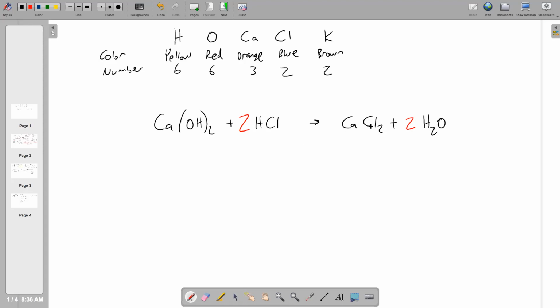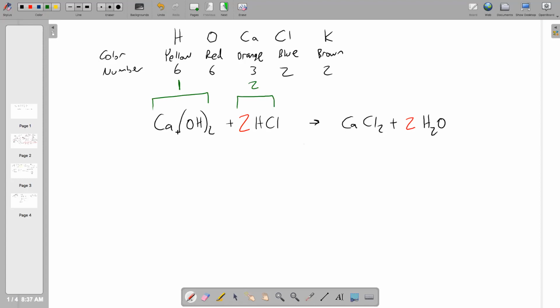So I've got the same number of atoms on both sides. But more importantly, what this balancing process tells you is that to make this reaction work, you need one calcium hydroxide, but for every calcium hydroxide, you've got to have two hydrochloric acids.